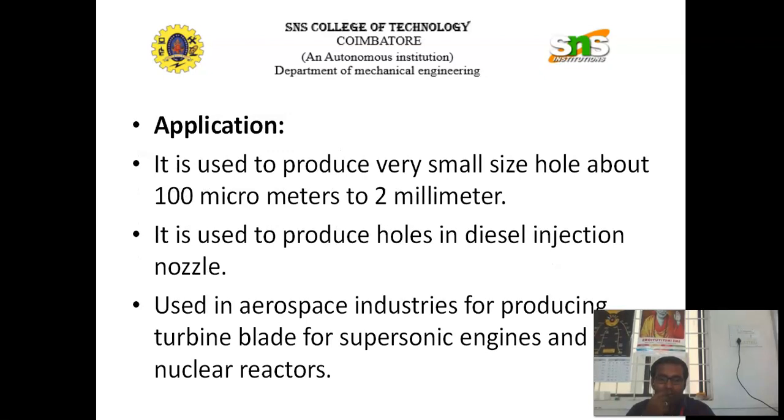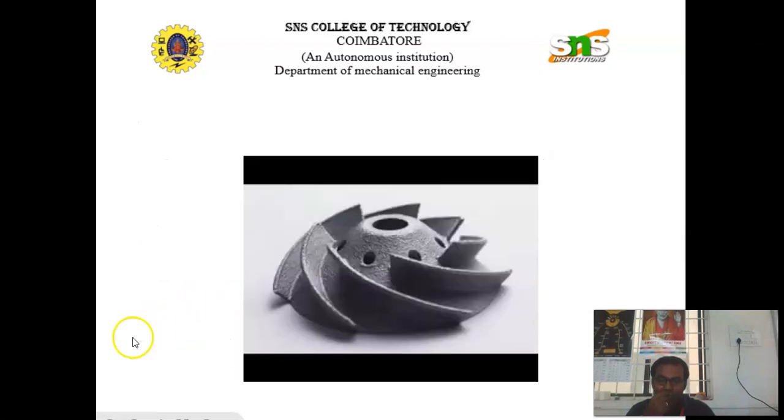Applications: it is used to produce very small holes of about 100 micrometers to 2 millimeters, and also to produce holes in diesel injection nozzles. It is also used in various aerospace industries for producing turbine blades for supersonic engines, and in nuclear reactors. These are some of the parts produced with the help of the electron beam machining process.